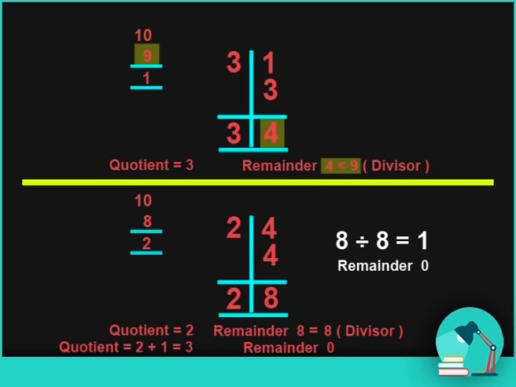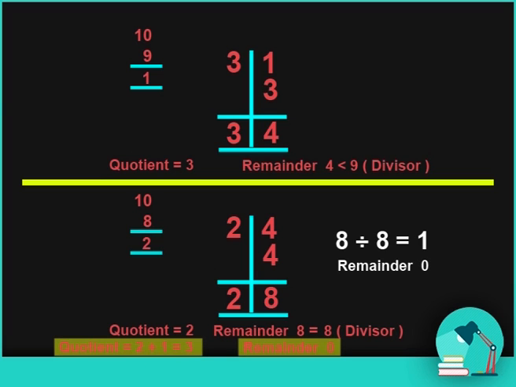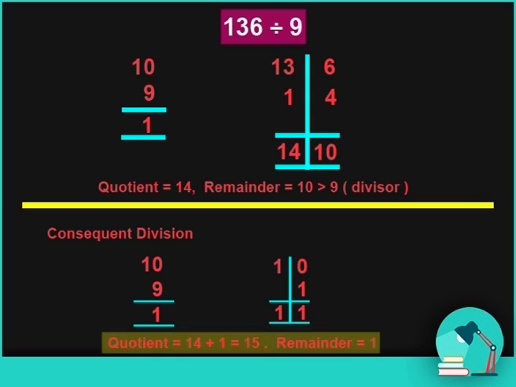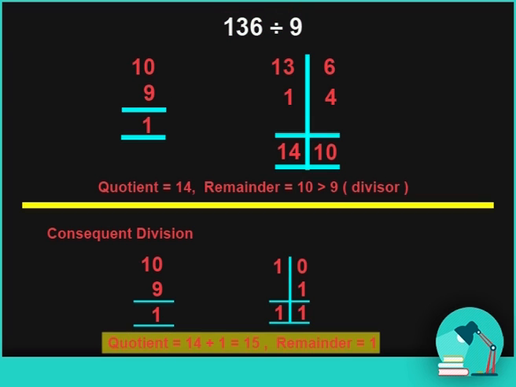In the examples we have done, the remainder was either less than the divisor or equal to the divisor. We also notice that when the remainder is greater than the divisor, we can do the consequent final division by the same method to get the answer. The quotient from consequent division will be added to the previous quotient to get the final quotient and remainder. Therefore, when 136 is divided by 9, it gives quotient 15 and remainder 1.